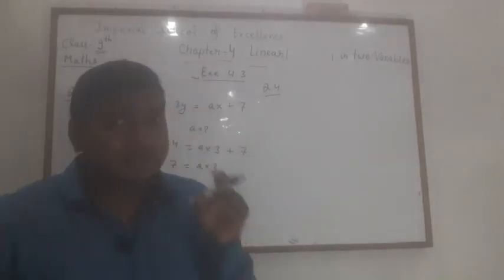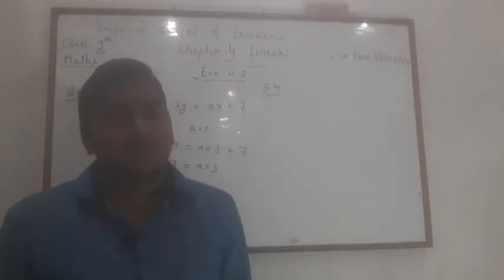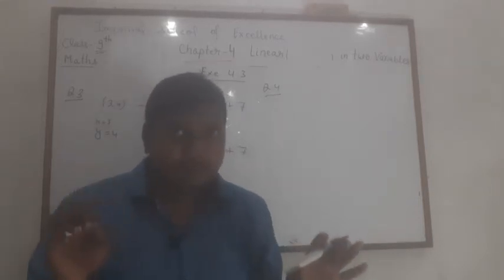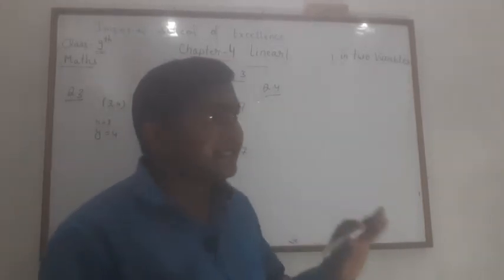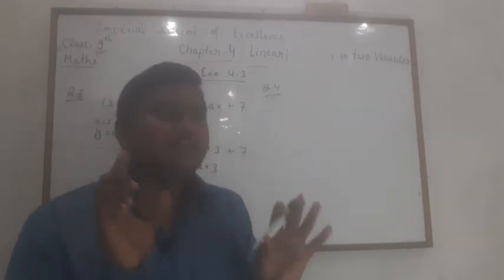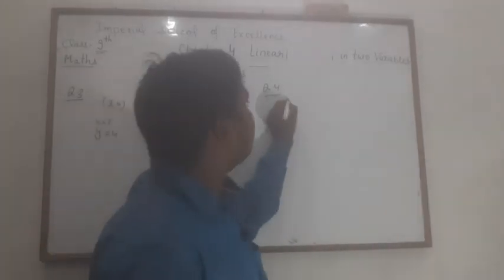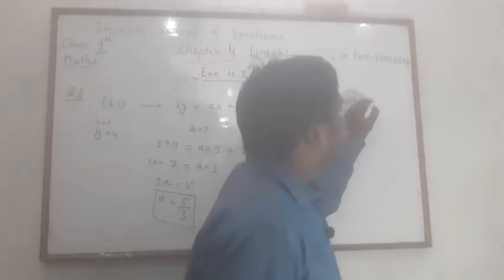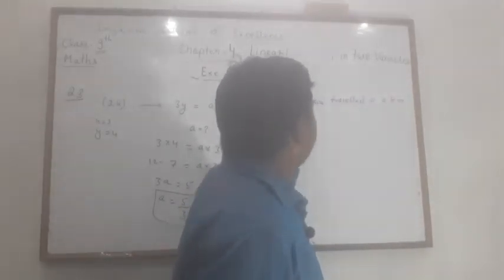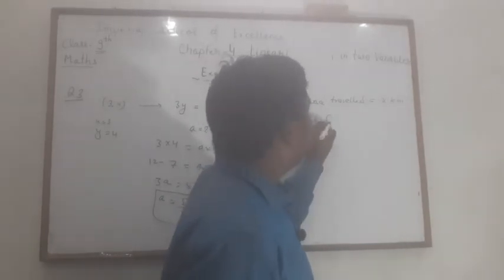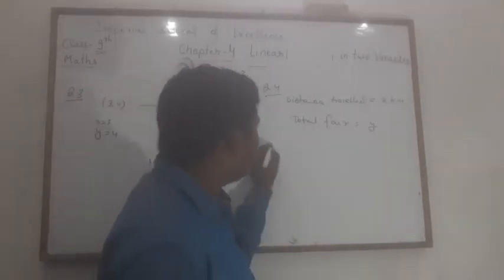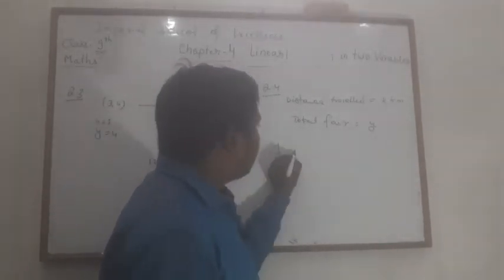In question number one, just like we drew the graph, exactly the same way we have to draw the graph here. So let's see, in the question everything is suggested. The total taxi fare is y, and the distance traveled is x kilometers. Okay, so let's see, total fare y is equal to what?